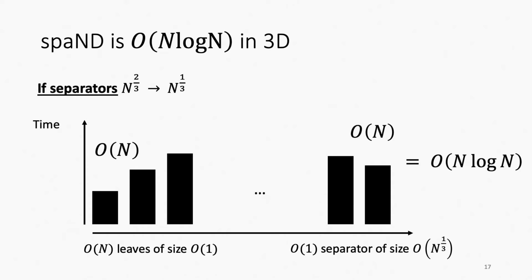Because at the beginning, you have a bunch of leaves, so O(n) clusters of size O(1), so that's O(n). And at the end, you have one separator of size n^(1/3), so that's O(n) to factor. And so you can hope that the algorithm will be n log n, of course, if this happens.